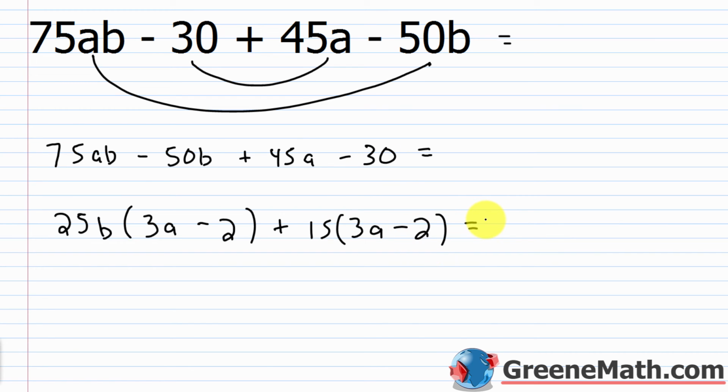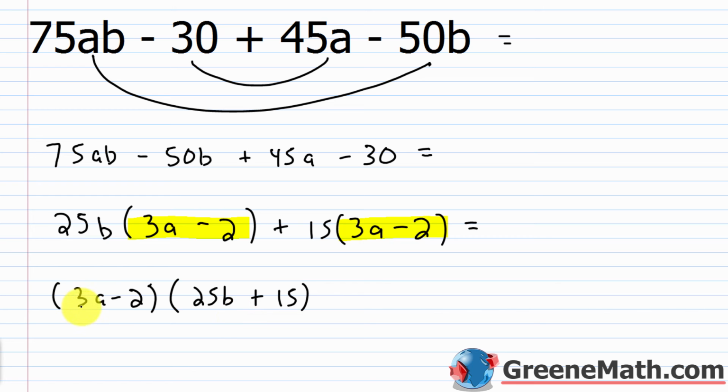So let's continue here. I've got a common binomial factor of 3a minus 2. So that would come outside. So 3a minus 2. And then what's left when I pull that out? Well, I'd have 25b plus I'd have 15. Now you might say, well, okay, that's fine. It's not. Whenever you factor, you must factor completely.